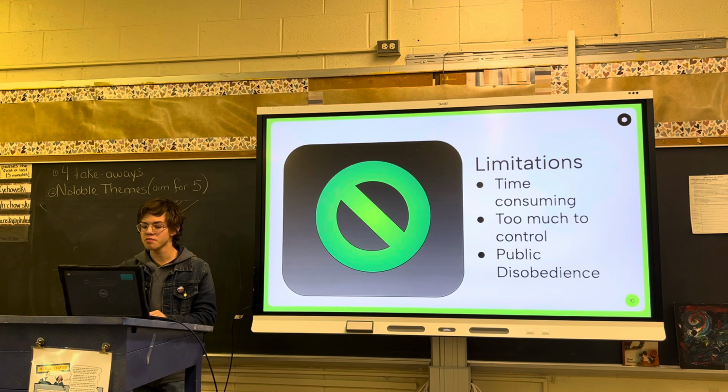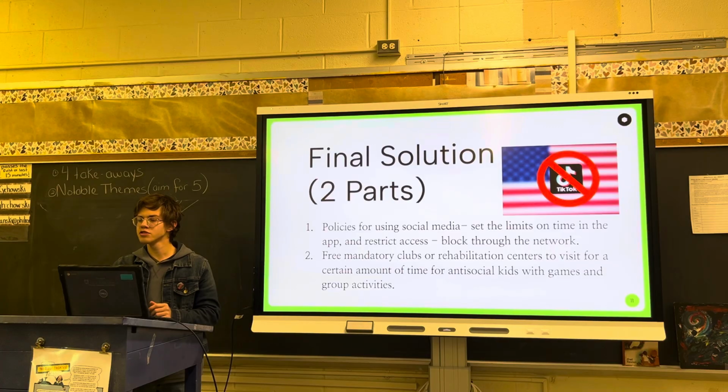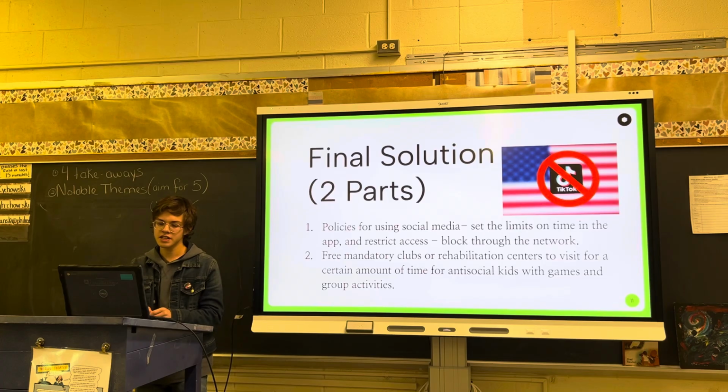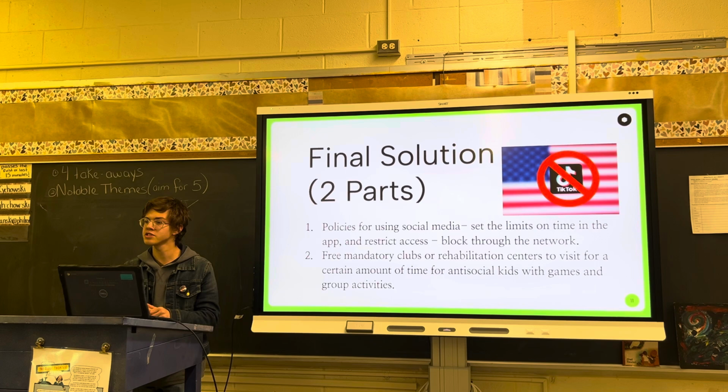Also, it leads to public disobedience because not everyone will want to set limits on social media and lose their progress, how many followers they get, what they built through the technology. My final solution is basically the combination of previous ones: the government can set policies for using social media, set limits on time in the app, and restrict access, blocking through the network.